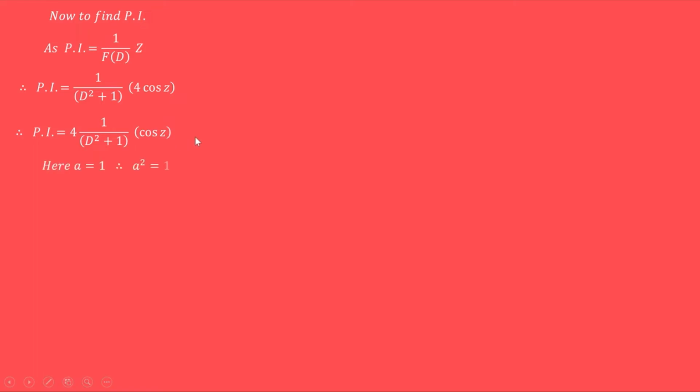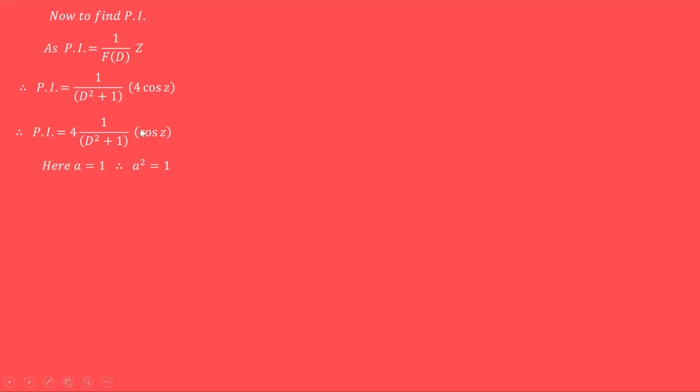Now we have to find PI. Now PI is equal to 1 upon f of D into z. So this is equal to 1 upon f of D, which is D square plus 1 into z, which is 4 cos of z. Take out this 4 outside of that operator, and so PI is equal to 4 into 1 upon D square plus 1 into cos z.